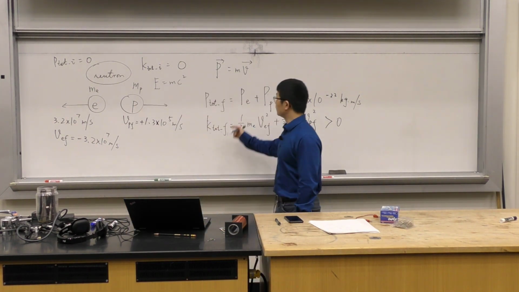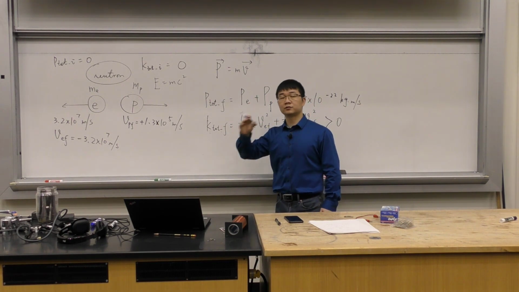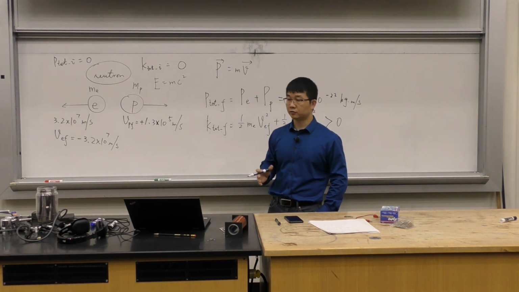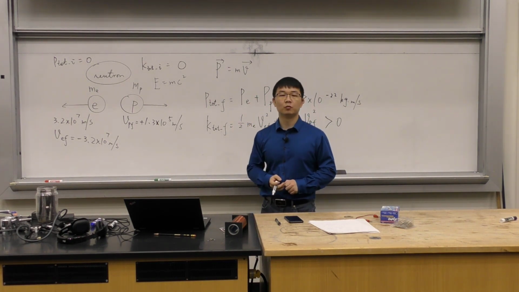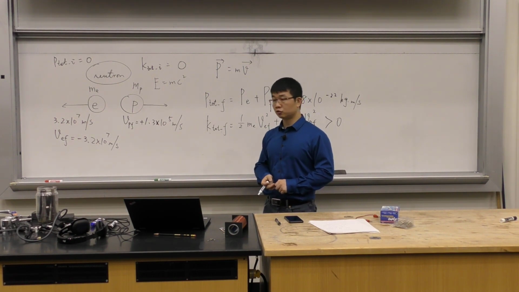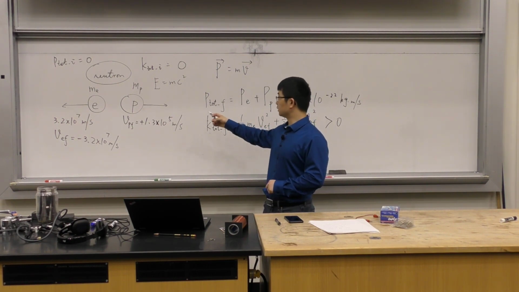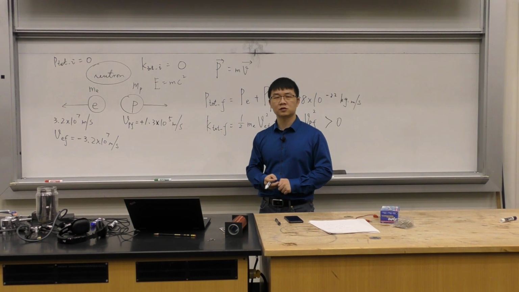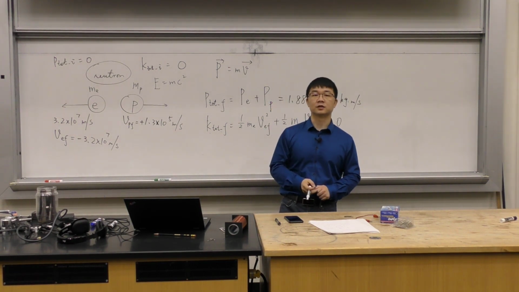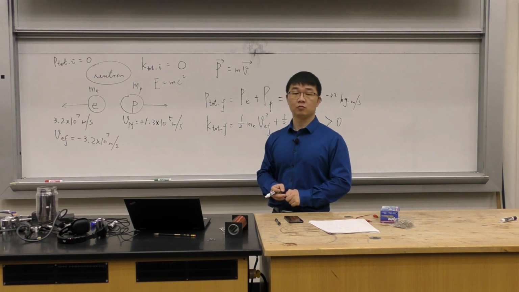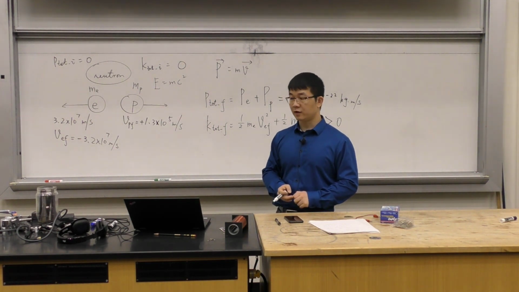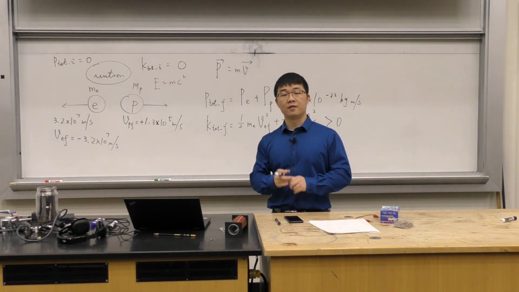Because momentum is only m times v. We don't have different forms of momentum. You can't say there's some nuclear momentum converted to the momentum of this proton and electron. No, there's no such thing. Momentum is m times v, and that's it. If you want to calculate momentum, just do m times v. That's it.